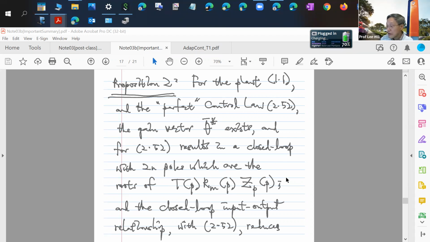So you can see down here, equivalently, in this approach the observer polynomial is there, and essentially your observer polynomial is your T polynomial. That also highlights some implications, because T is a design choice, RM is a design choice, and ZP is a constraint in the system that we have to work with.